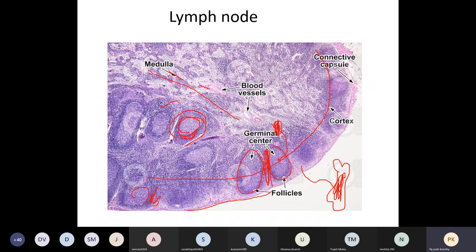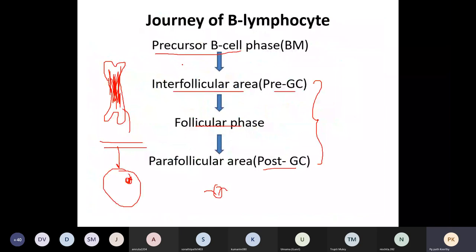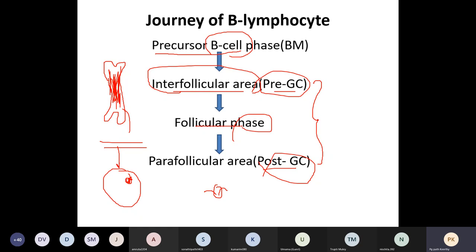So how many phases are there in the journey of a B lymphocyte? One is the precursor phase, one is the interfollicular phase or pre-germinal center, germinal center, and post-germinal center. If you want to remember, it is easier: precursor, pre-germinal, germinal, post-germinal. Now we have to discuss in each phase what changes our B lymphocyte acquires, and if there is any problem in this phase, what type of lymphoma it will give rise to.